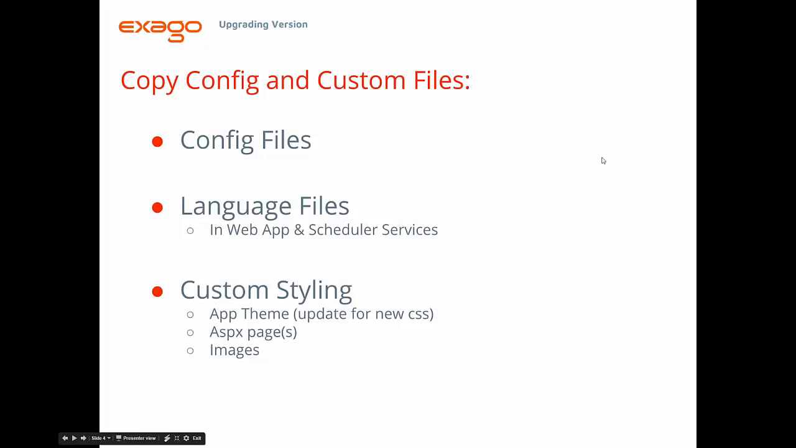Then, if you're installing Exago, as we'll talk about when we run the installer, we can install on top of an existing installation, or we can install in a new, fresh installation. If we are installing a new installation, we're going to want to copy configuration files, language files, and other files used for customization. And again, we'll show that in just a moment.